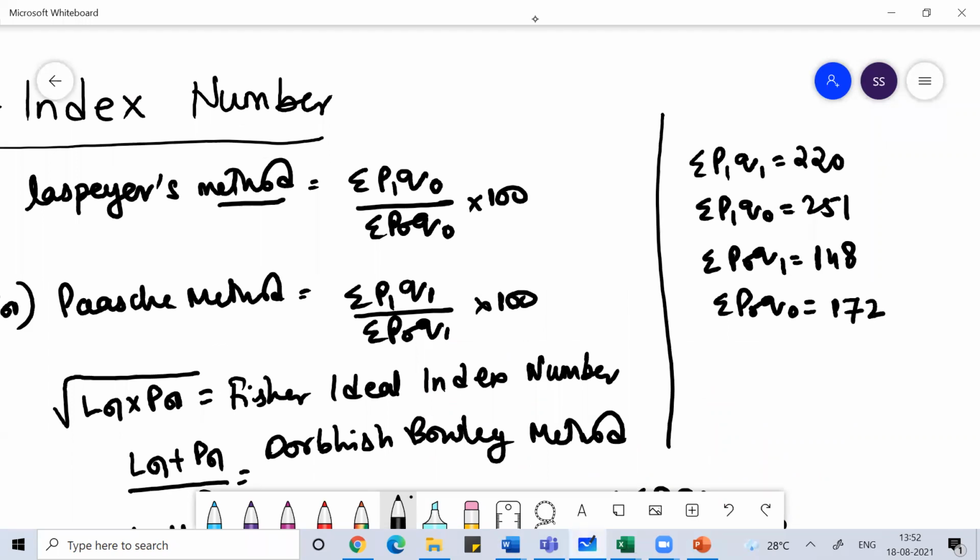So what is Laspeyres' formula? Laspeyres is sum of P1 Q naught, which is 251, divided by sum of P naught Q naught, which is 172, into 100. Do this, get the answer. Paasche is sum of P1 Q1, which is 220, divided by sum of P naught Q1, 148, into 100. Do this.